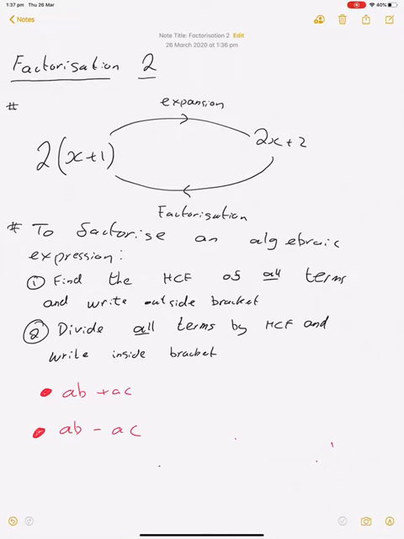Let's have a look at factorisation again. Hopefully you saw my Factorisation 1 video, and let's have a look at Factorisation 2.